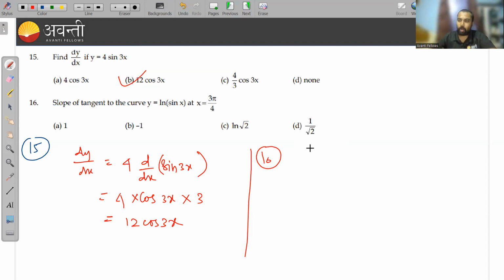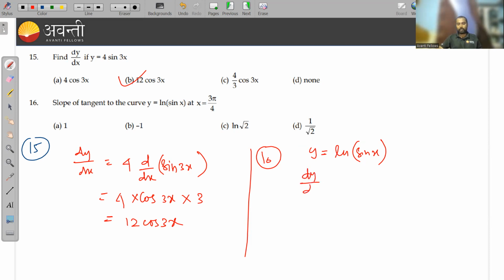Let's move to number 16, slope of the tangent to the curve. So all of you know, when you are finding the slope by using the derivative, if the curve is given and a specific point is given, and the question is asking to find the slope of that curve at a given point, that means you need to find the first derivative of the curve at that given point. So here it is given y is equal to ln of sin x, right? And we need to find the derivative of this function, or we need to find the slope of this curve.